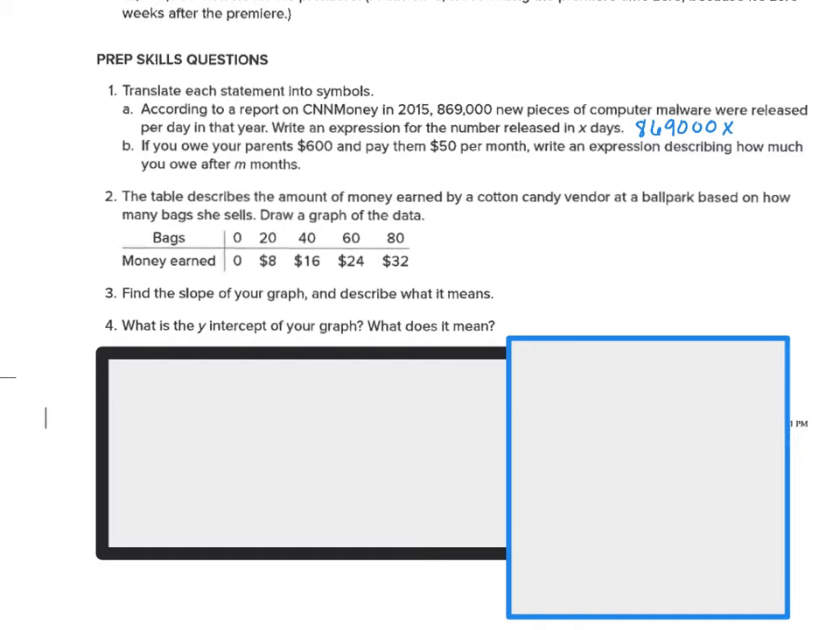So to start with, you owe them $600. Now as you pay this off, how much you owe them should be going down, right? So that means we'll be subtracting the $50 per month.